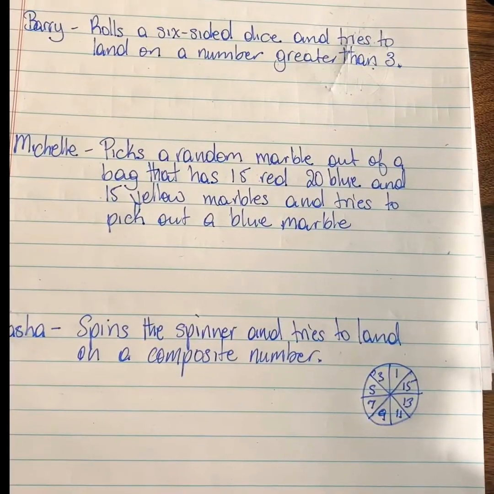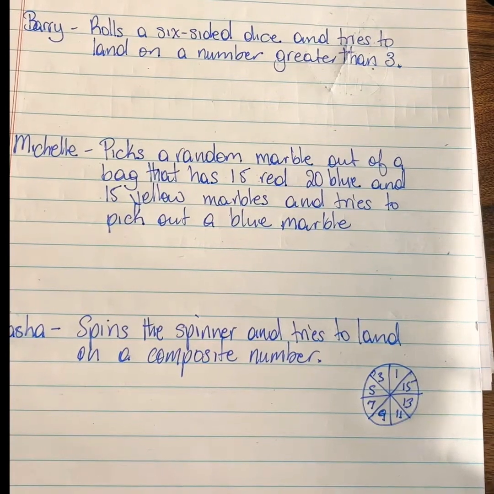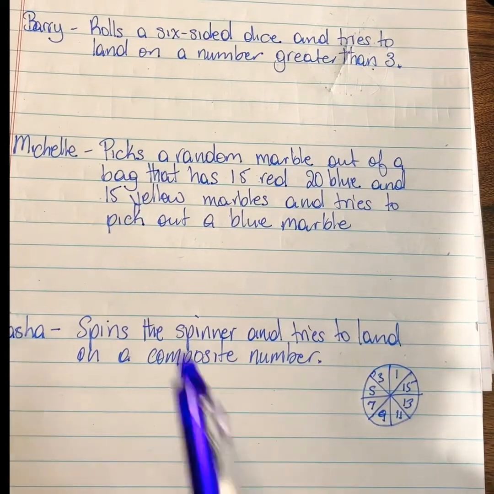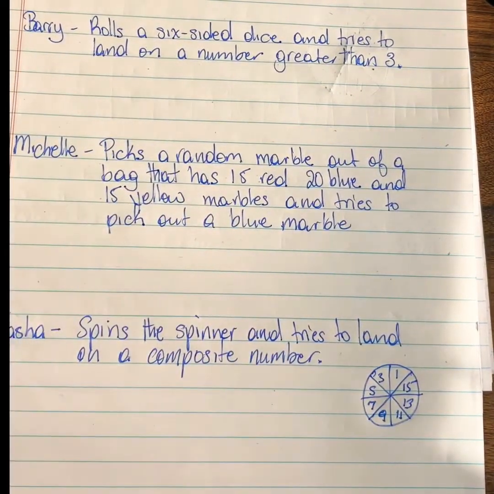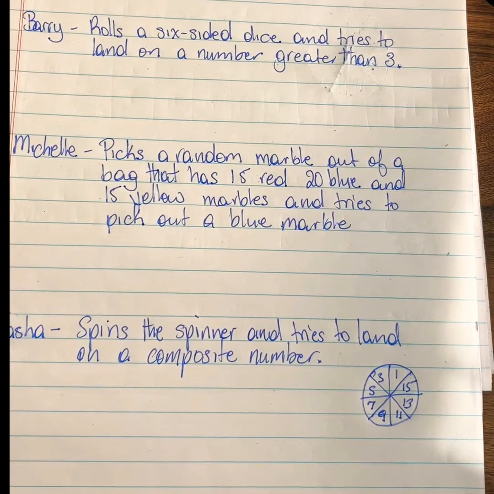All right, I wrote the key points on this page, and I also did the interaction with new material scenarios. The key point says, theoretical probability describes what should happen in a chance event.